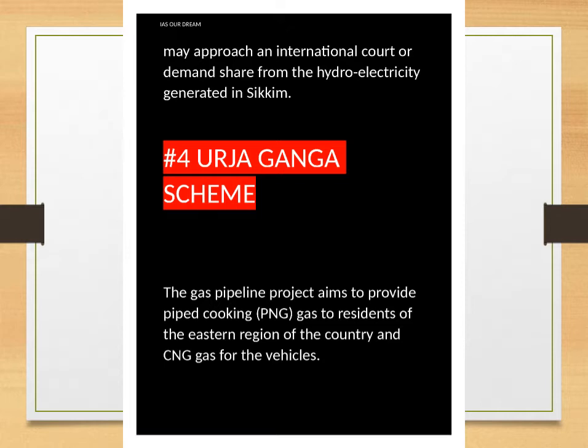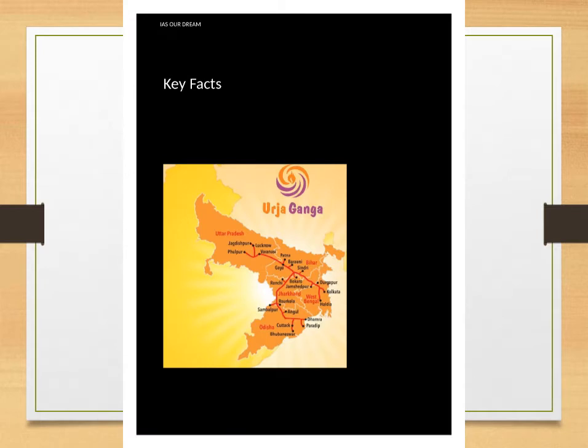The fourth topic today we are going to discuss is the Urja Ganga scheme. This is basically a gas pipeline project which aims to provide piped cooking gas, that is PNG, to the residents of the eastern region of the country, and CNG for vehicles. The key facts are that this is in the eastern part of our country, and as we are seeing in the map, it covers Uttar Pradesh, Bihar, Jharkhand, West Bengal, and Odisha.